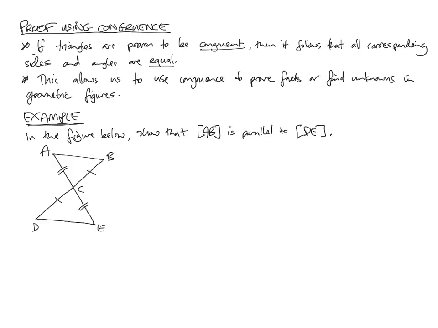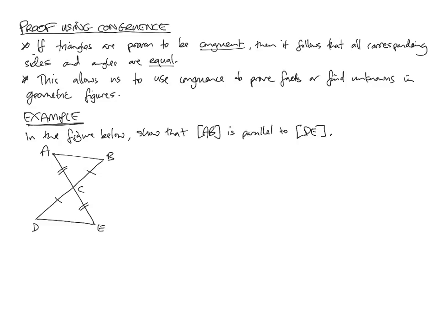This is another video. This one is on proof using congruence. So, we've talked about congruence, and if triangles are proven to be congruent, then it follows, based on the definition of what congruence means, that all corresponding sides and angles in those triangles are equal. So that allows us to use congruence to prove facts or find unknowns in geometric figures where we don't have all the information. So for example, in this figure below, show that AB is parallel to DE.